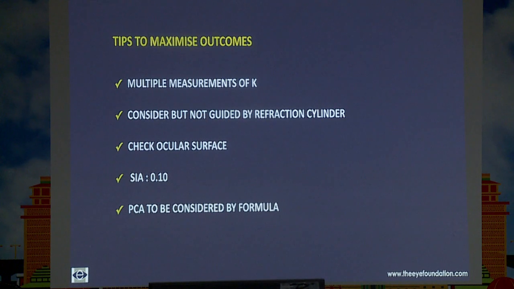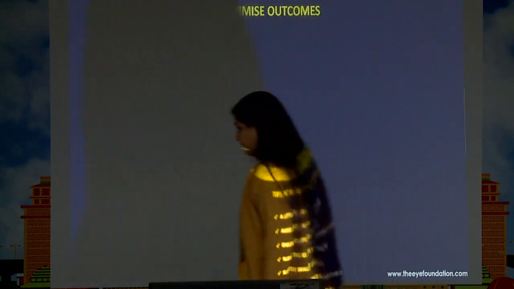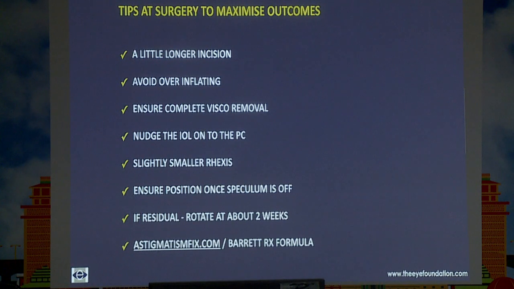So the final take-home tips are: multiple measurements of K readings. Consider but do not be guided by the refraction cylinder. Check the ocular surface even before you take the measurement. The surgically induced astigmatism is 0.1. The posterior corneal astigmatism is to be considered by the formula. These are the surgical tips: make a slightly longer incision. Avoid overinflating. Ensure complete visco removal. Nudge the intraocular lens onto the posterior capsule. And make a slightly smaller capsulorhexis, as I just emphasized, so that the lens is well encaptured in the capsular bag.